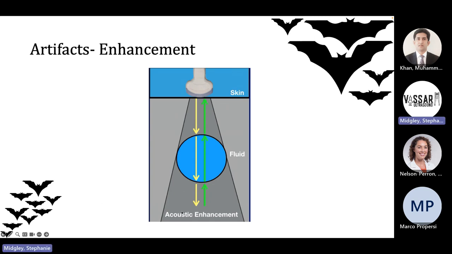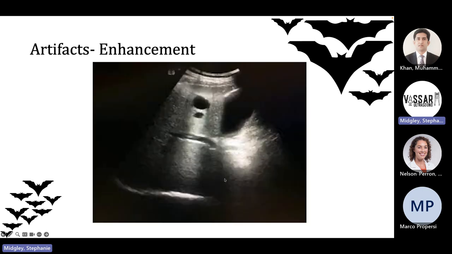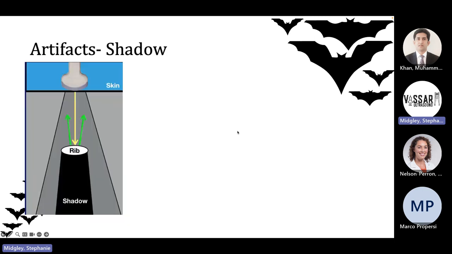This is the posterior acoustic enhancement, right? So you just get more sound waves traveling deep to the fluid-filled structure than alongside where it's solid, because the solid area has attenuation, so it's going to slowly lose brightness, whereas the fluid-filled structure does not have attenuation. And so you have continued brightness behind it because you have more sound waves.